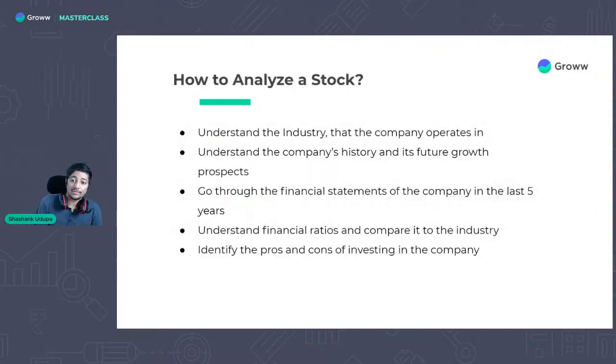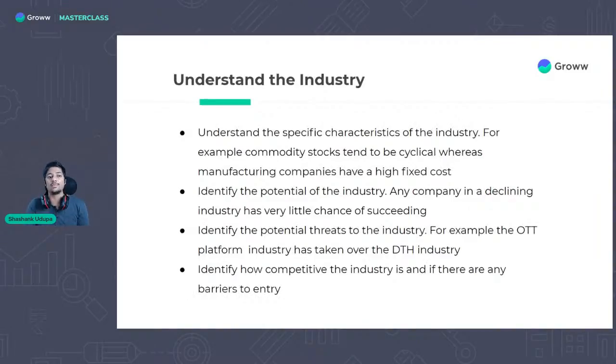To analyze a stock, the first thing you have to do, guys, is understand the industry the company operates in. Look at the company's history. You also have to check its future potential of growth. Then you go through the financial statements of the company, at least 5 years of them. Then you understand different financial ratios of the company and how it compares to the industry as well. And then we find out some pros and cons of investing in the company. So these are some parameters for you to analyze a particular stock.